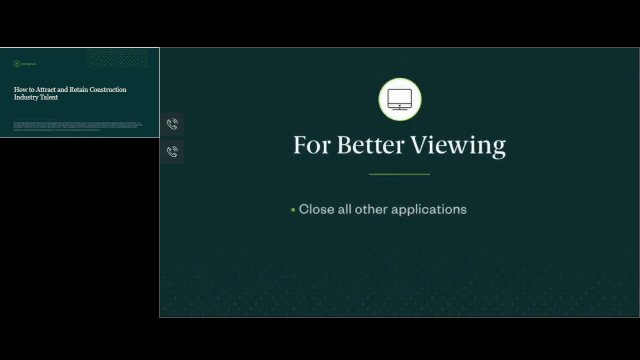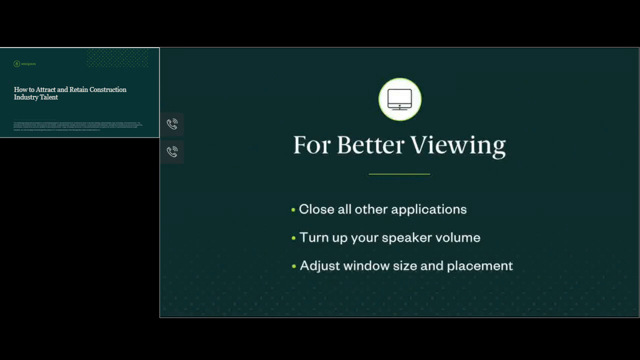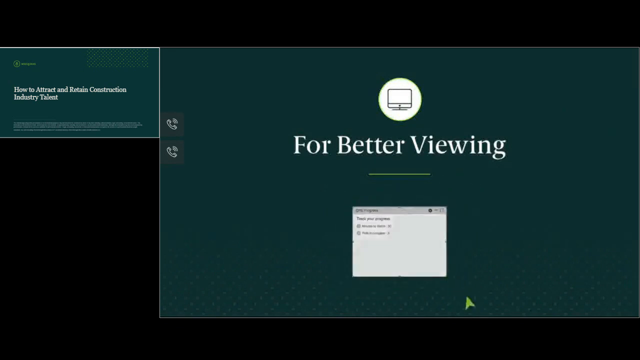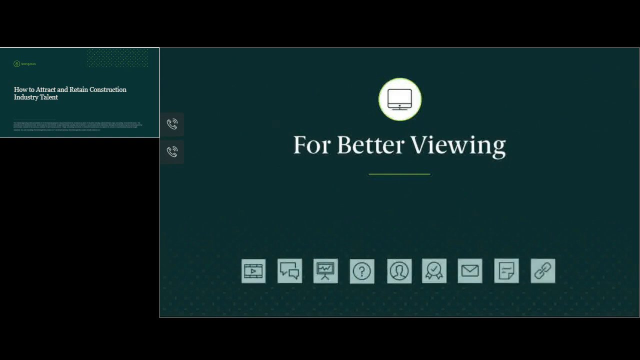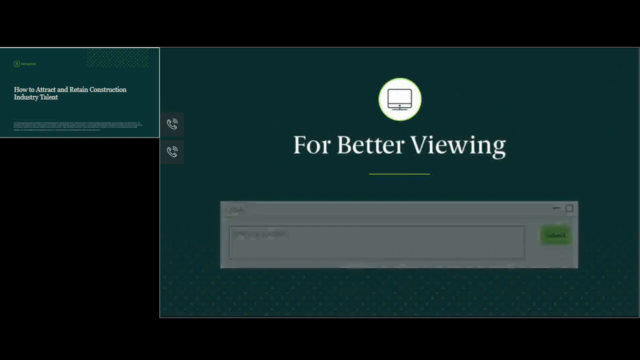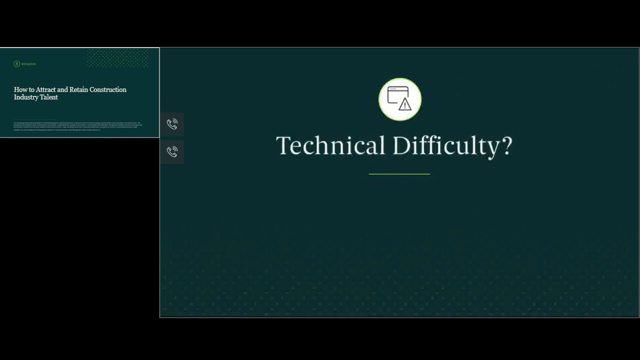For better viewing, close all other applications and turn up your speaker volume. You can also adjust window size and placement or enter full screen mode using the controls at the top of the window or dragging the bottom right-hand corner to resize. At the bottom of your screen, you'll see a series of icons, each relating to a different aspect of our session. You can download the group attendance sheet and a PDF copy of today's slides from the slide deck and handouts widget to the right of the slide view. You can ask our presenter questions during the webcast by typing a question in the Q&A window below the slide view and clicking Submit. We'll do our best to answer all questions during the presentation or follow up via email. If you experience technical difficulty during today's presentation, refresh your browser by hitting the F5 key.